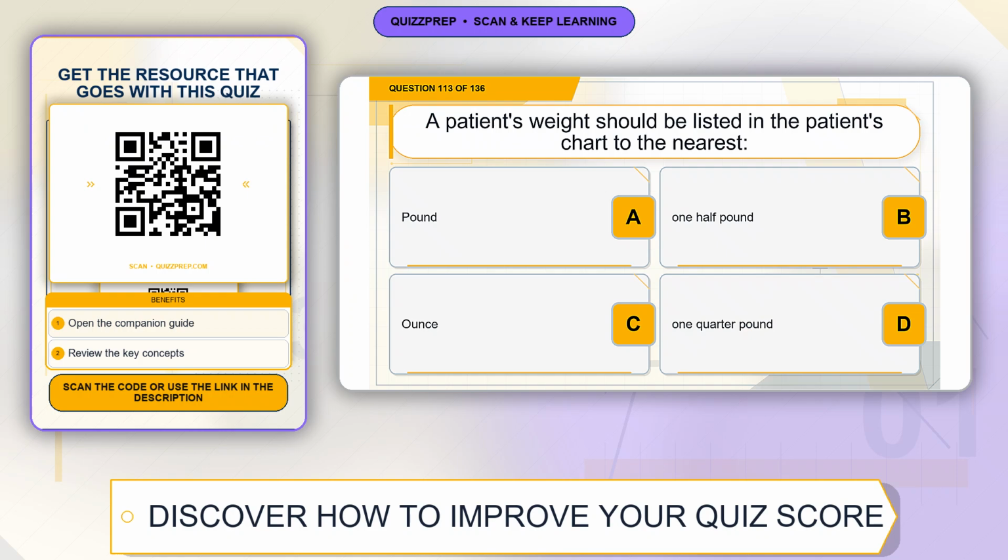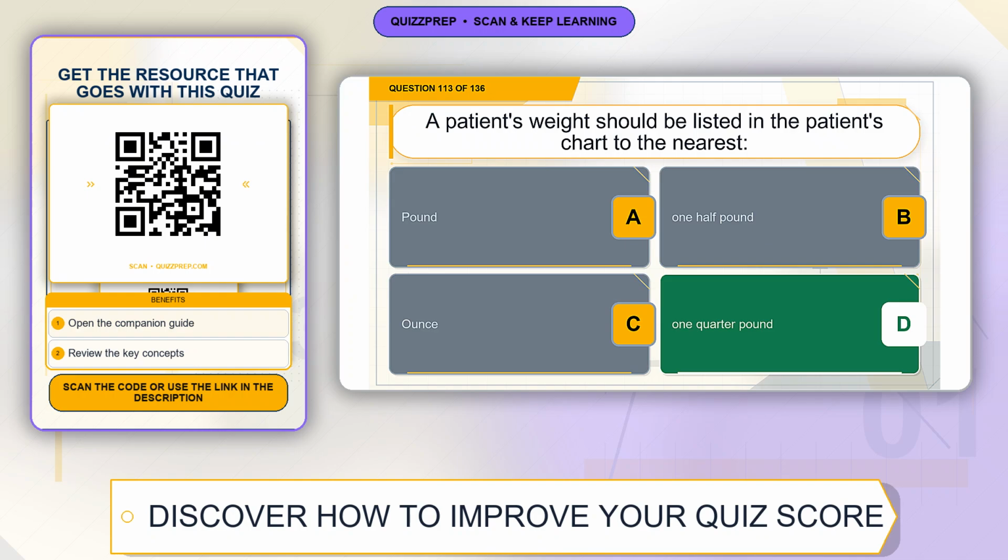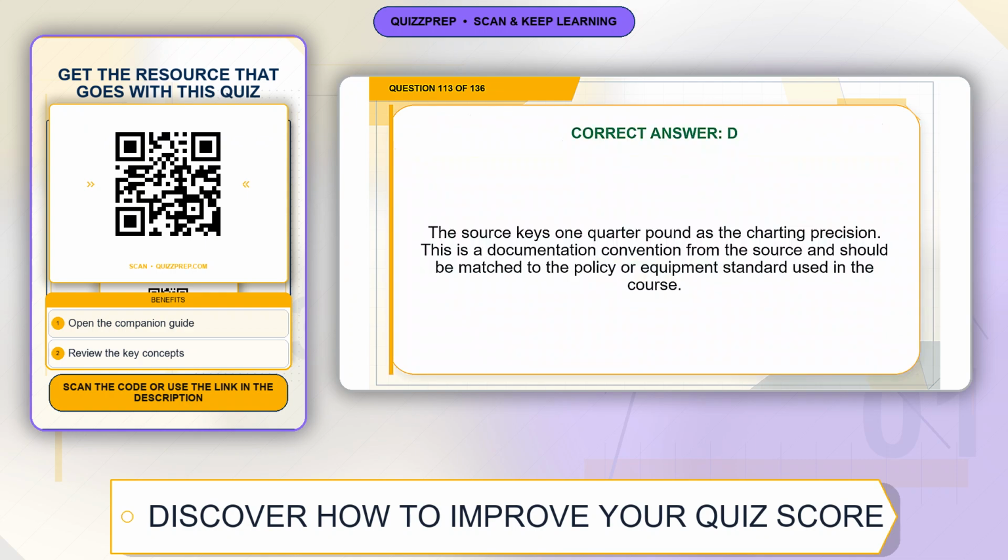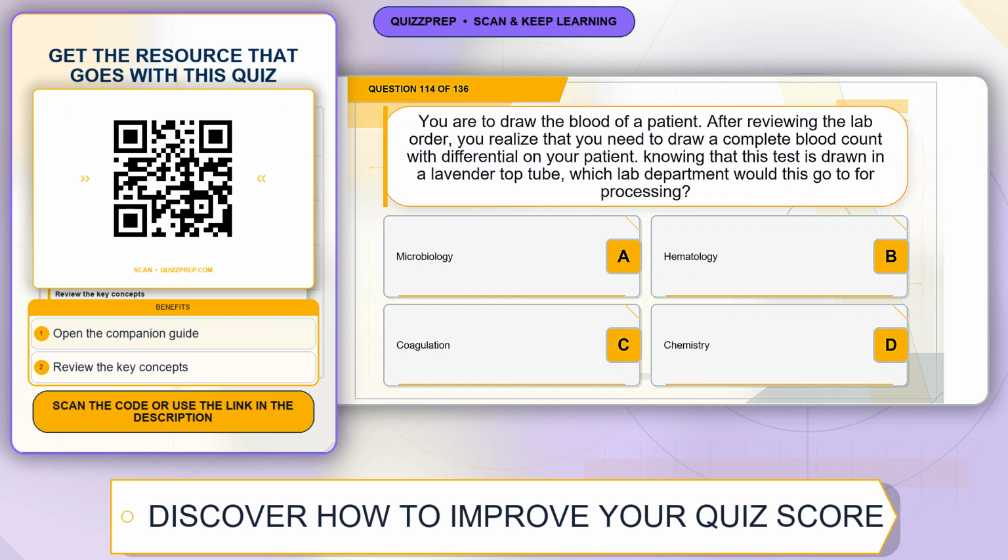Option A, pound. Option B, 1/2 pound. Option C, ounce. Option D, 1/4 pound. The correct answer is option D, 1/4 pound. Explanation. The source keys 1/4 pound as the charting precision. This is a documentation convention from the source and should be matched to the policy or equipment standard used in the course.